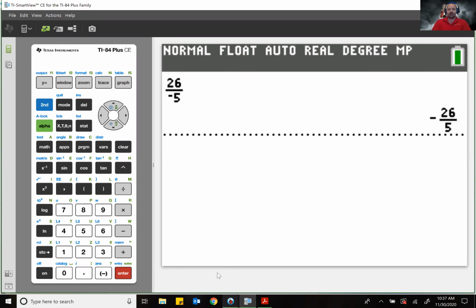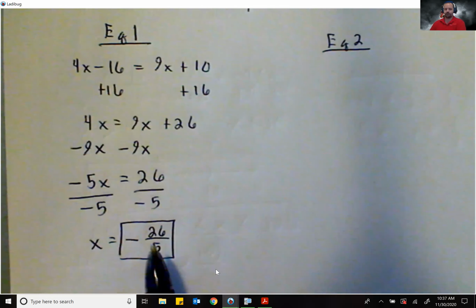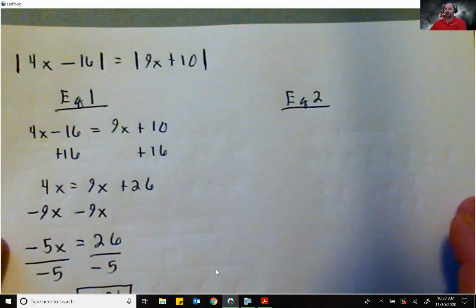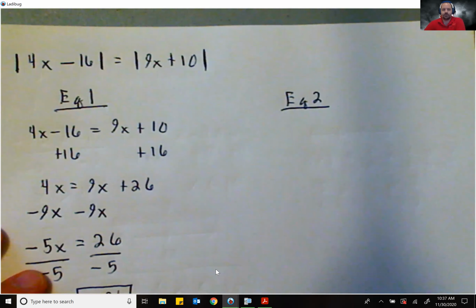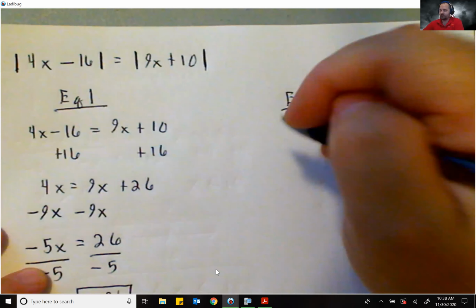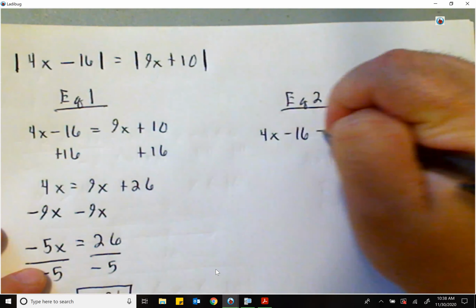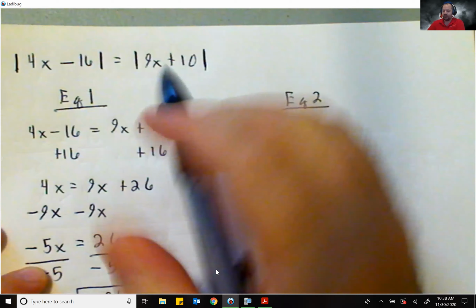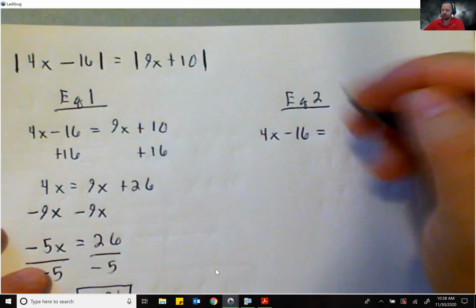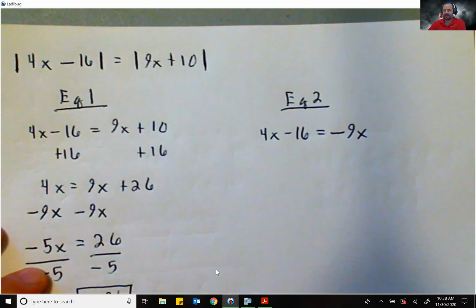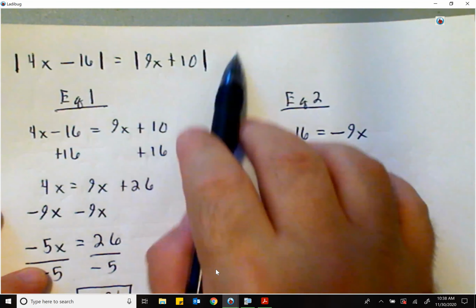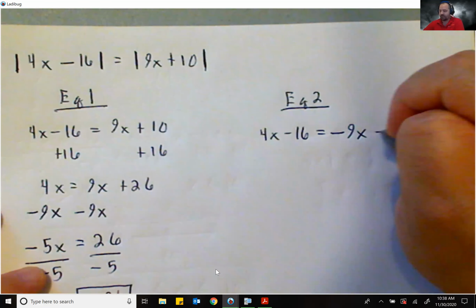Okay, let's talk about the second equation. So we know this is good. How do I get the second equation? This is the one that messes things up. What do you think it looks like? Wouldn't the second one become a negative on 9x? Okay, let's talk about that. So you want to keep the 4x minus 16 like that, and then you said this should become negative, just the 9x? I think so. It's not just the 9x, but I like where you're going. Yes, you want to take the opposite of this side. And negative 10. The 10 will become its opposite.